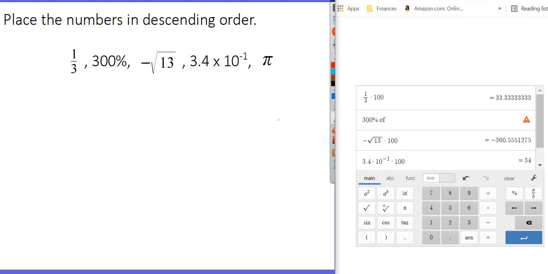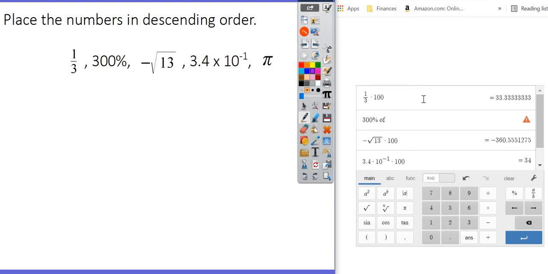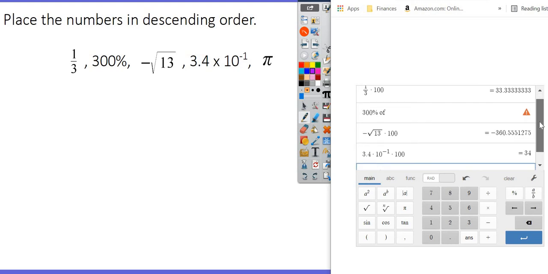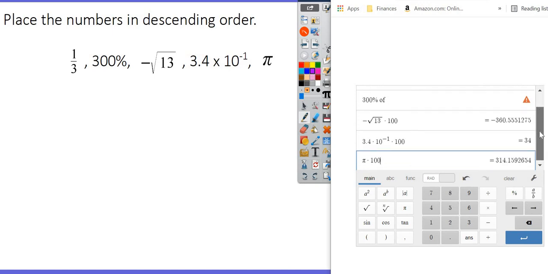Okay, first thing I did is I put every number in the calculator. I put 1/3 times 100 to make it 33%. 300% was already a percent. Negative square root of 13 times 100 made negative 360%. 3.4 times 10 to the negative 1 power times 100 turned into 34%. And of course, pi times 100 is 314%.